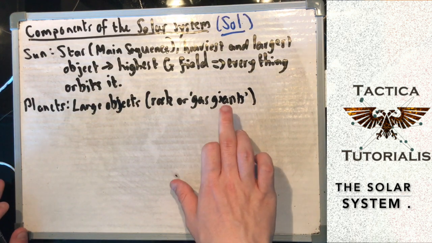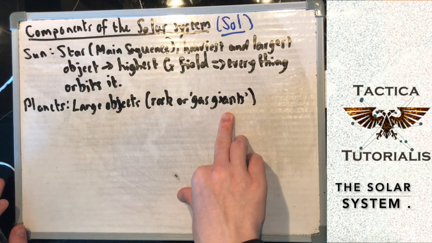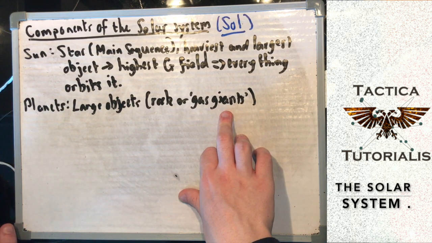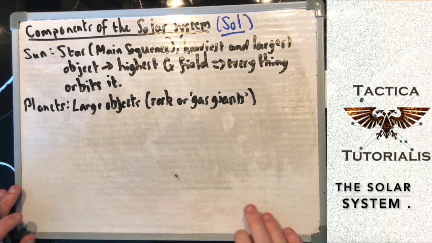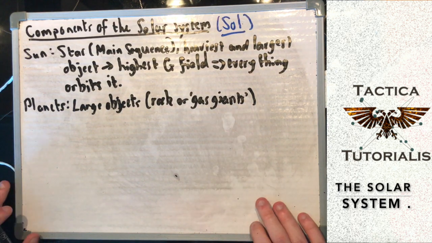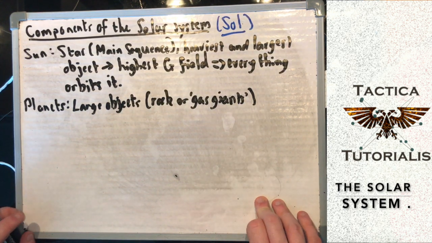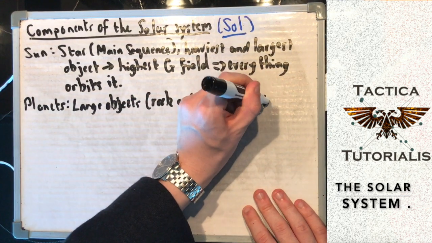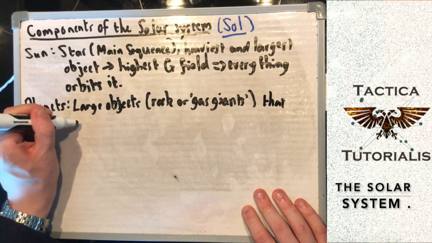In fact, a lot of the gas giants are larger than the rocky planets because, in the case of Jupiter anyway, they had the potential to become stars. Jupiter actually nearly did, but it wasn't quite big or heavy enough to get that going. But we'll talk about that another time, I think. And these things orbit the sun, obviously.